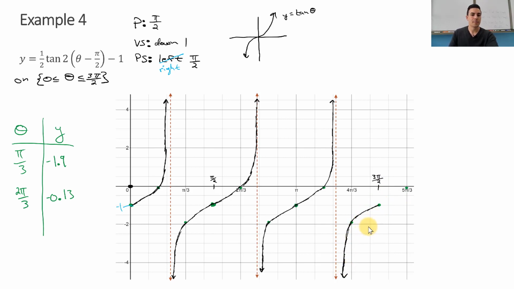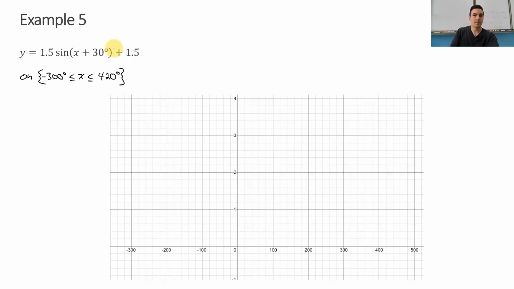All right, last example here. We've got another sine function. We're in degrees this time. So we've got an amplitude of 1.5, a period of 360 degrees divided by 1, so that's going to be 360 degrees. We've got a phase shift. We're going to move up 1.5 units, and that's our vertical shift. For my phase shift, we're going to move left 30 degrees. So we're going left this time 30 degrees.